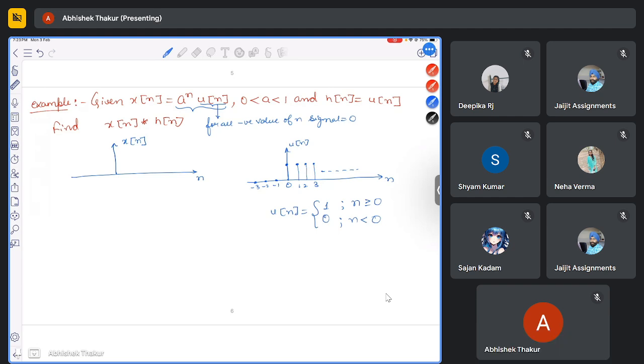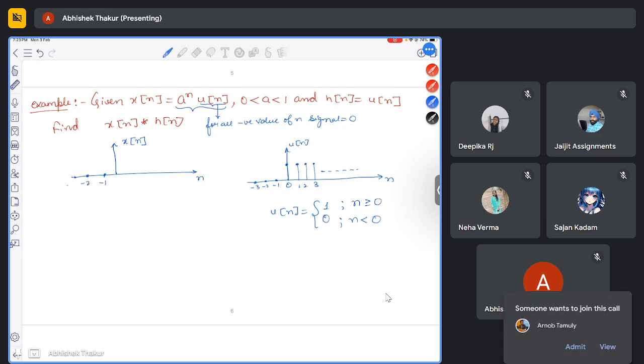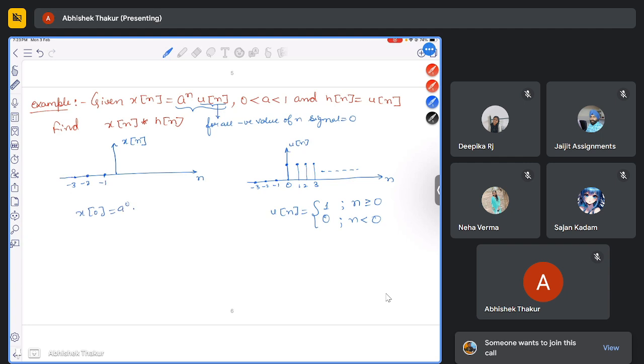Now we have to find the convolution of x[n] and h[n]. So x[n] is a^n into u[n]. So first of all, with u[n], we can derive that for all negative values of n, x[n] will be 0. So now for n is equal to 0, what will be the value of x[n]? x[0] is equal to a to the power of 0 into 1, because u[0] is 1. So you write here u[0]. So that is 1 into 1. So this value will be 1.